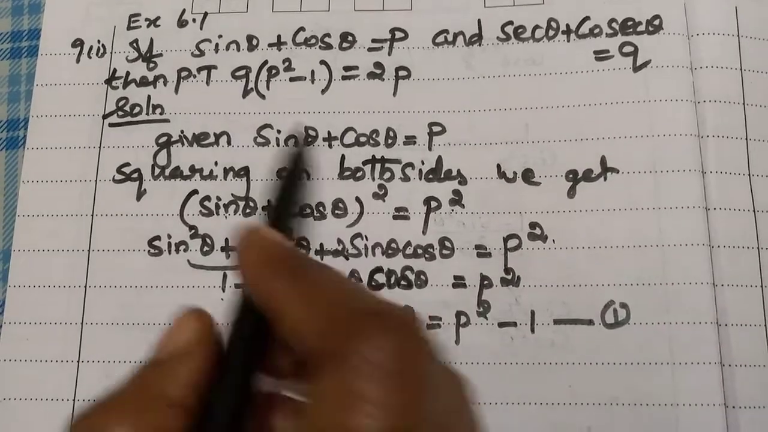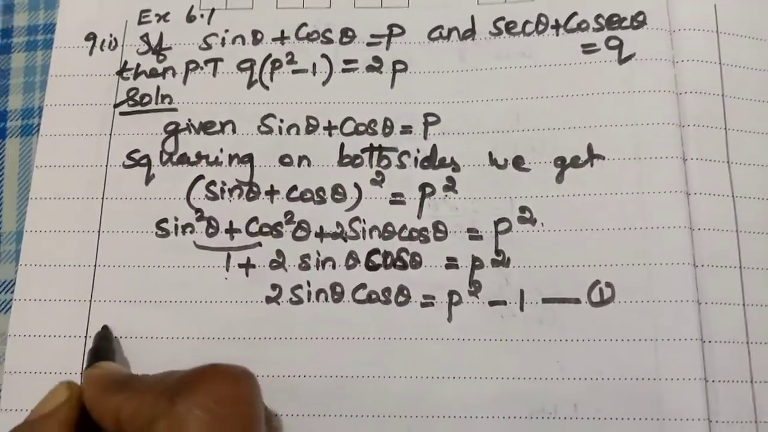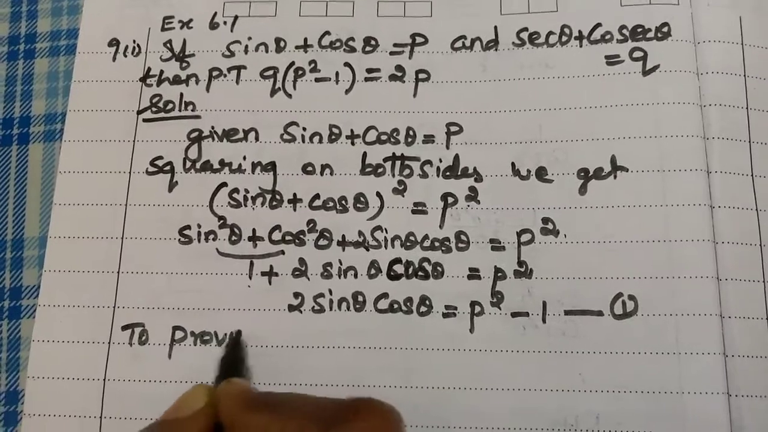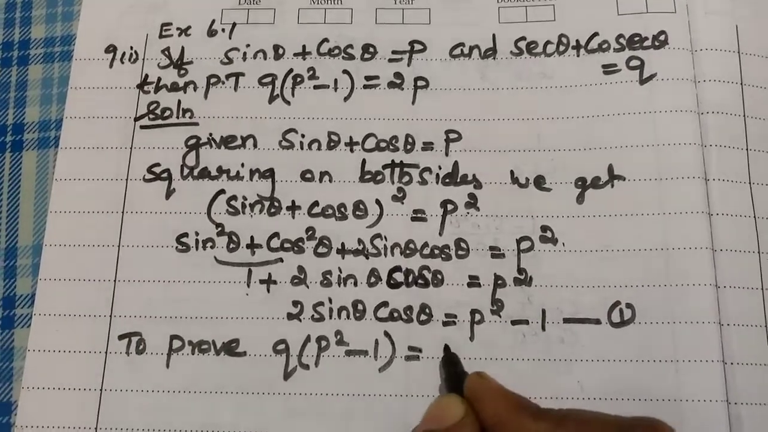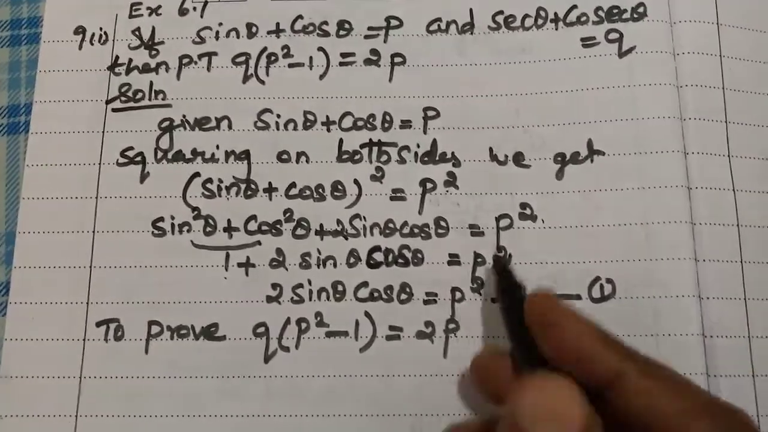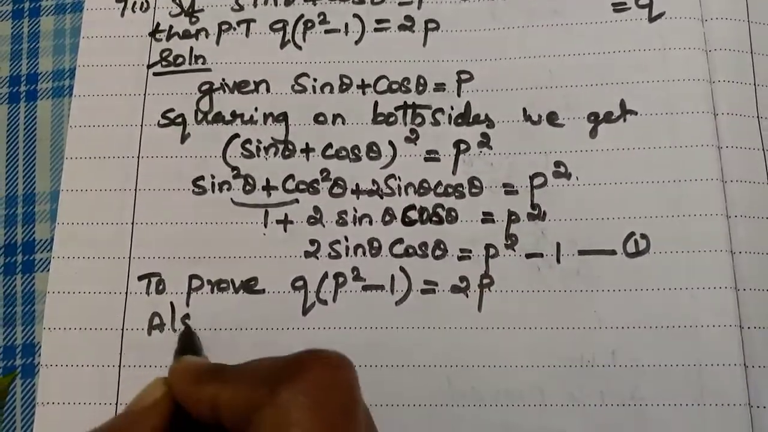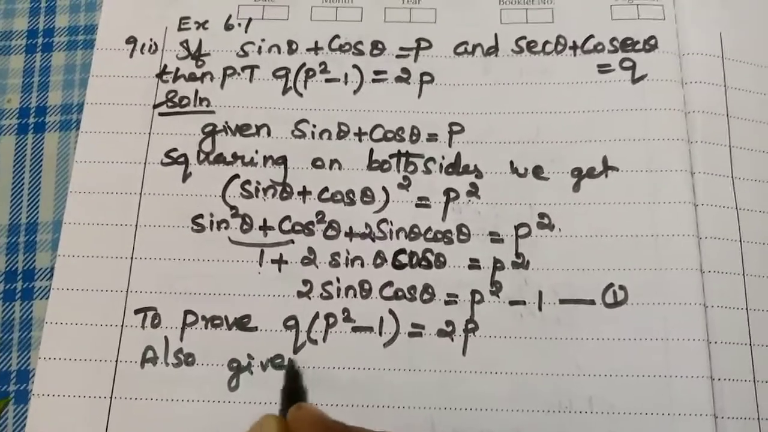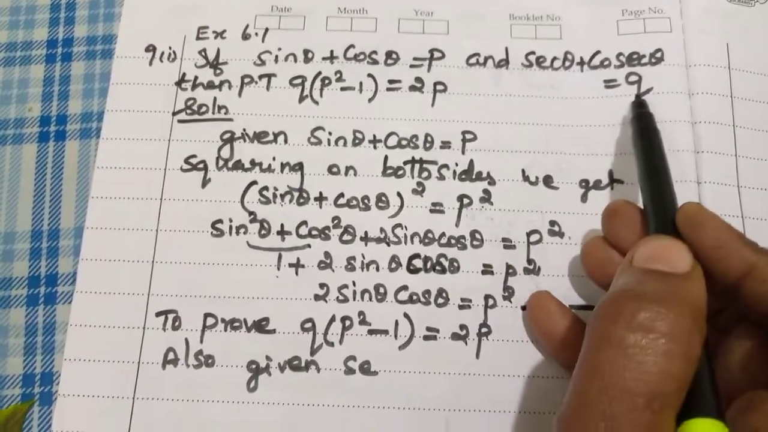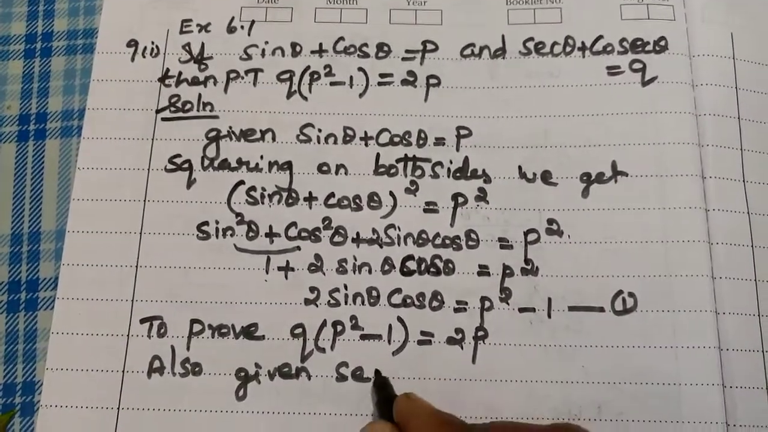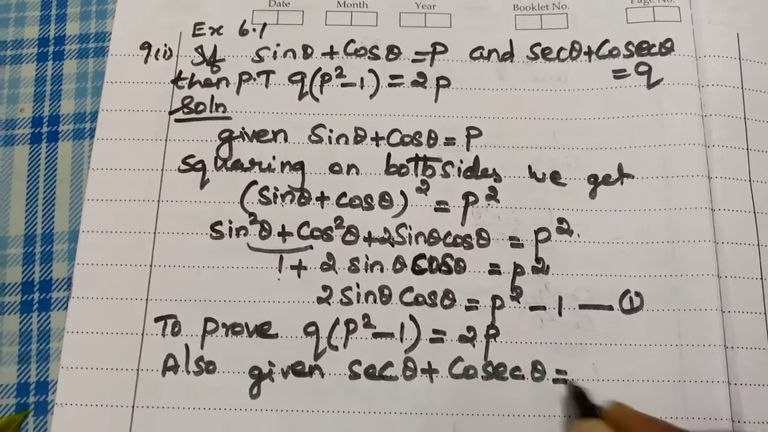What do we have to prove? To prove q into p square minus 1 equals 2p. Here one more condition is given. Also given: secant theta plus cosecant theta equals q. Let's write this condition.